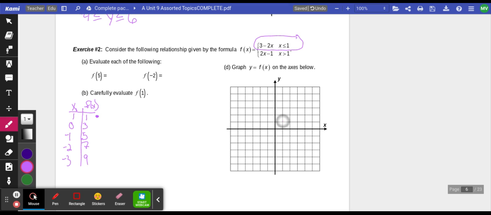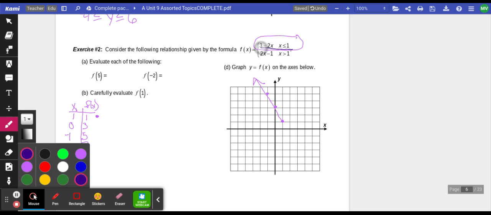So 1, 1 is a solid dot, then 0, 3, -1, 5. And it doesn't all fit on my graph, but notice that it's just always less than 1. So I can do an arrow because that keeps going, unlike in example 1, which had a beginning and an end. So now I'm going to do the second part.